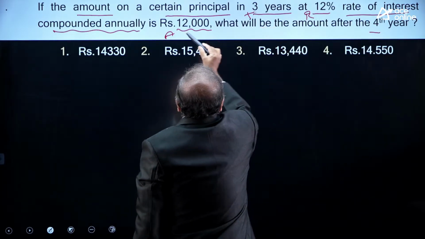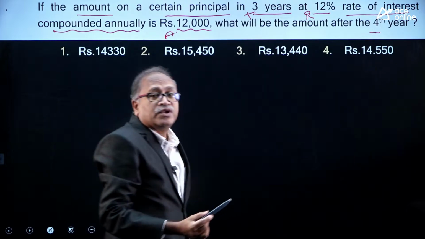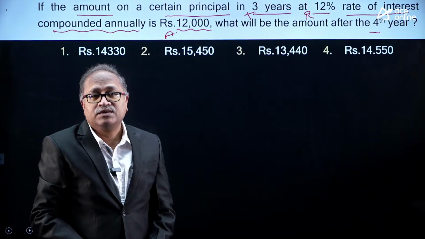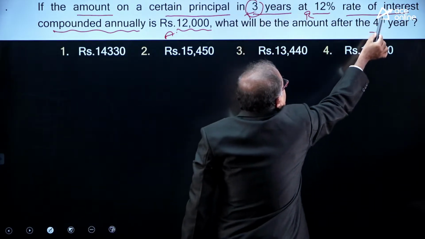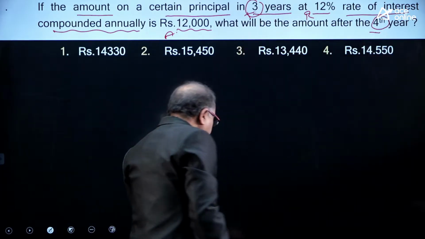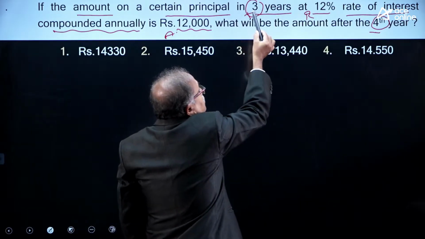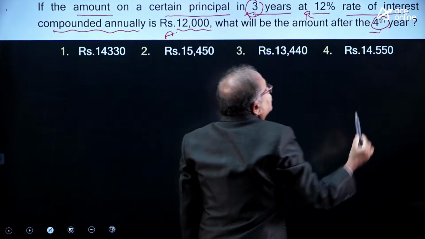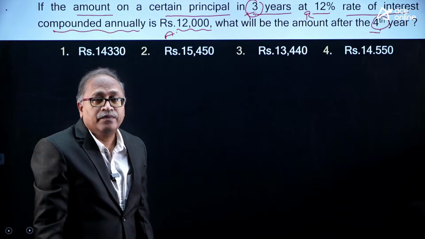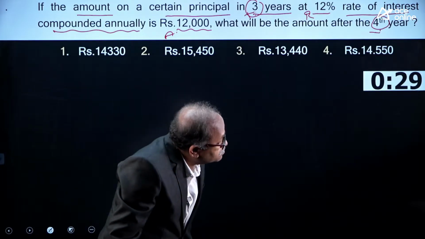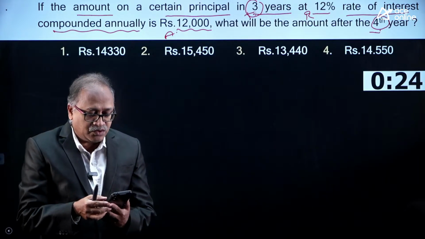This is the amount after 3 years. What is the amount after 4 years? It is compound interest. My dear friends, you must notice that this is the 3rd year and this is the 4th year. It is very important in competitive compound interest to notice that you have the 3rd year amount and need to find the amount after the 4th year. There is only a 1 year gap. Your 30 seconds starts now. Think of it. Some of you may be able to answer the question.